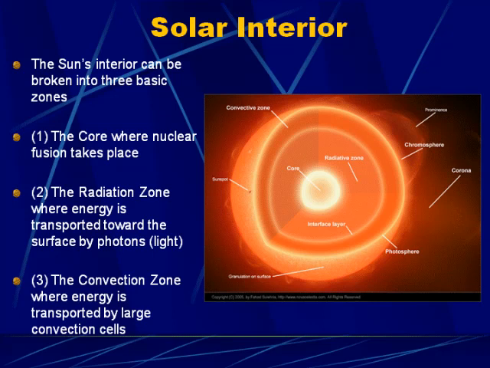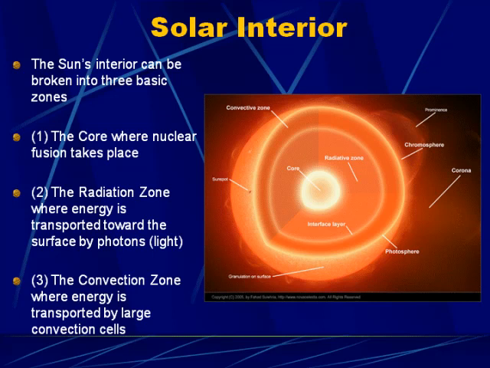hot gas. Now, again, when we're looking at the sun, all the energy is going to be essentially generated at the core. Here is where hydrogen is fused into helium. So essentially, this is where the energy is being generated.